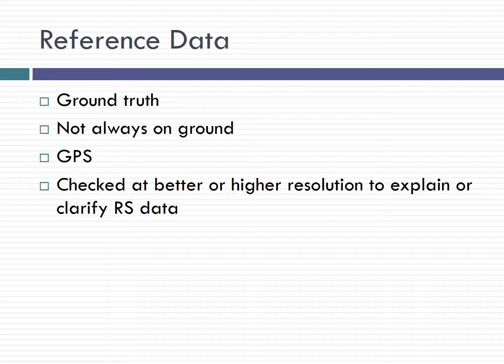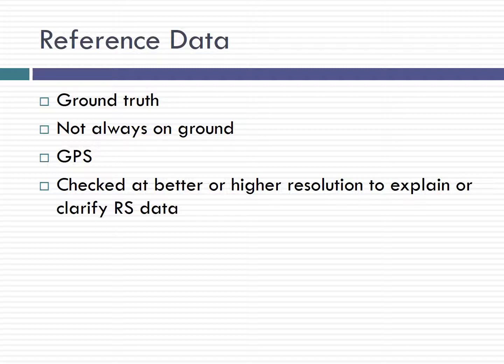So now that we've sort of got some of that stuff out of the way, another part of this process is something called reference data. Reference data can be a lot of things. It can be something we ground truth, where we go out and say, yeah, this looked like this, sure enough it is. But it's not always on the ground. It might be something we're looking at up in the air, like smoke or clouds or whatever.